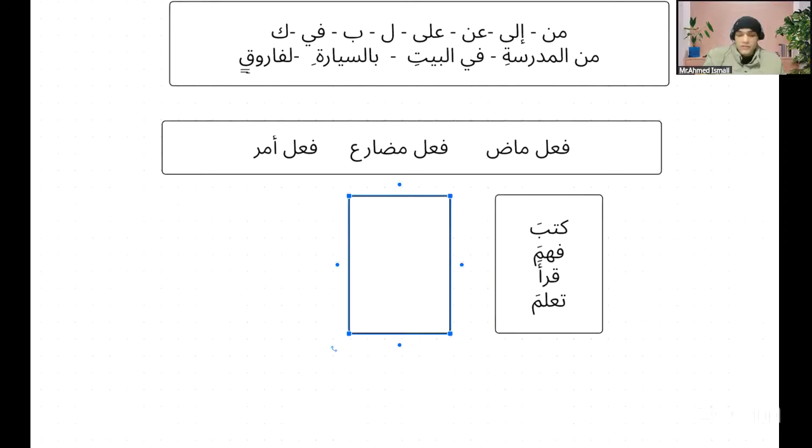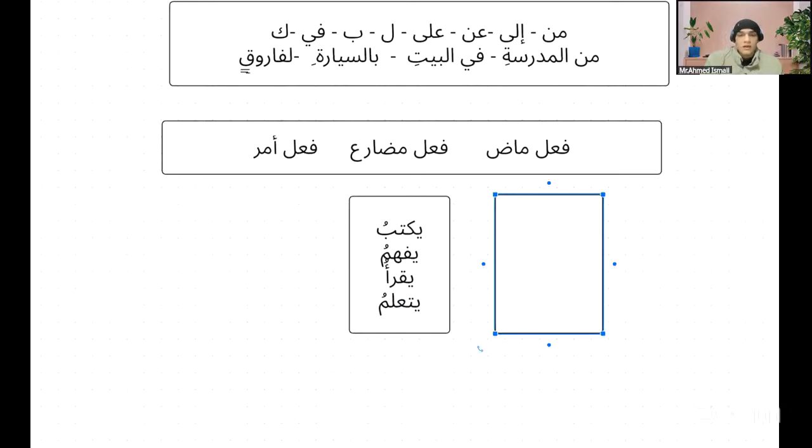For the مضارع, the original vowel of it is ضمة. So you say, for example, يكتب. I write the same verbs, but of course with the correct vowel: يكتب, يفهم, يقرأ, and the last one is يتعلم. Great. So for the فعل مضارع, you have ضمة in the end of it. So you have here يكتب, يفهم, يقرأ, and يتعلم. This is for the فعل مضارع. What about the فعل أمر?